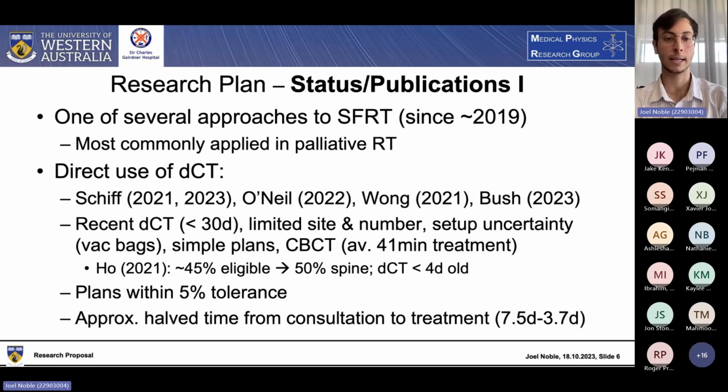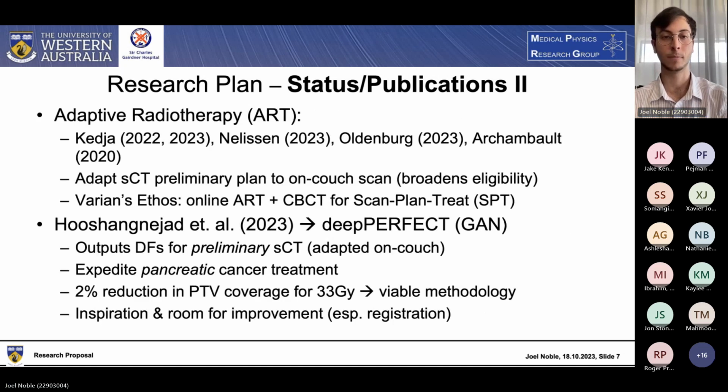For example, Ho et al. in 2021 deemed only 45% of their considered patients' DCTs to be eligible. Of these, 50% were spine DCTs, and the best ones were less than 4 days old. That being said, this has seen plans produced within 5% tolerance. So when the criteria is met, you do get reasonable outputs, but there is that limited scope. And it also did manage to halve the time from consultation to treatment in many cases.